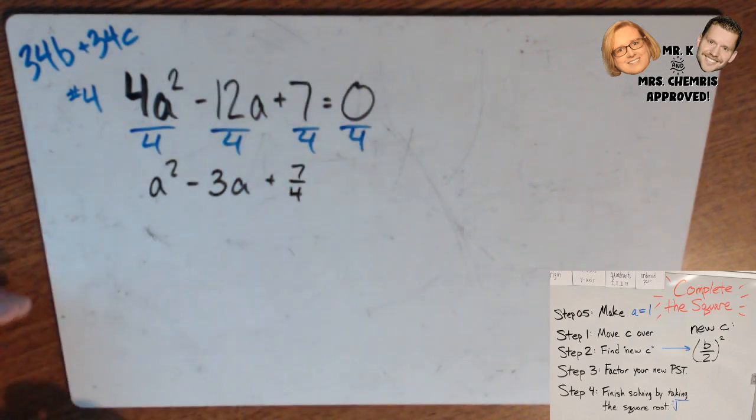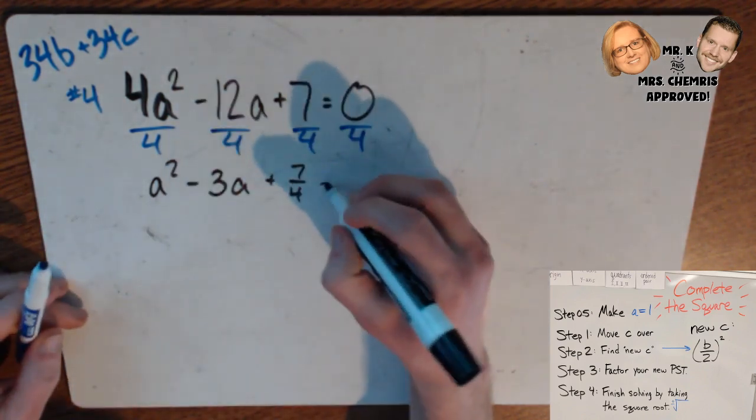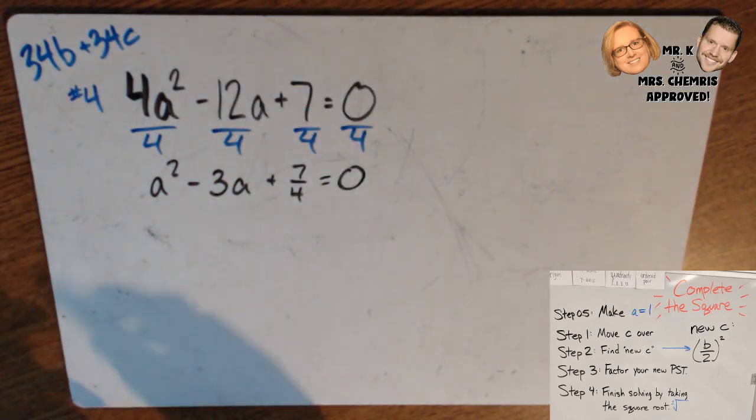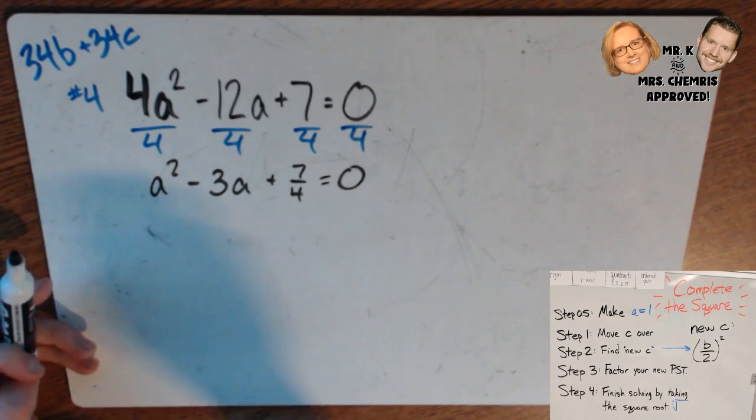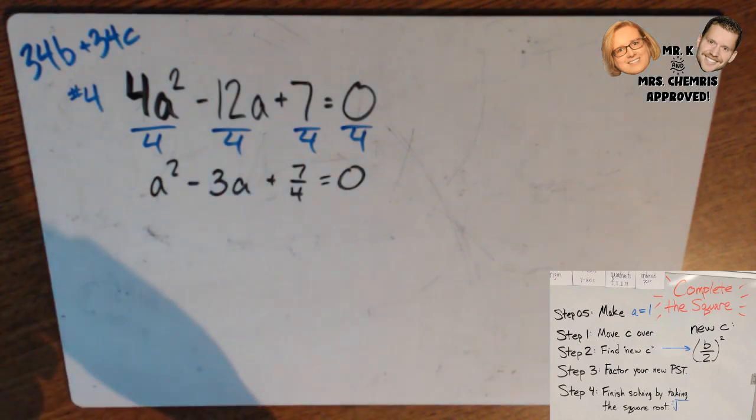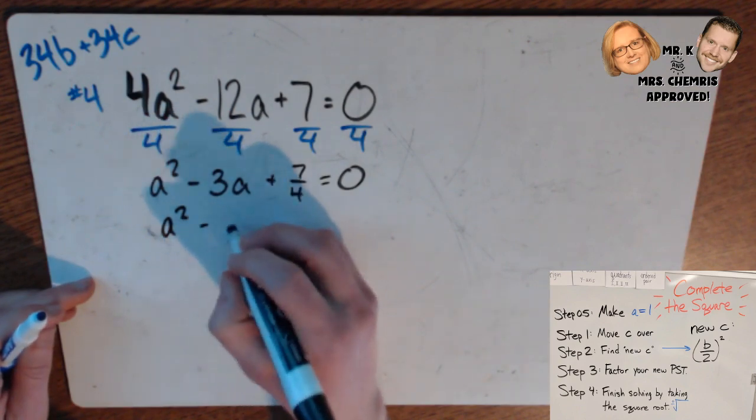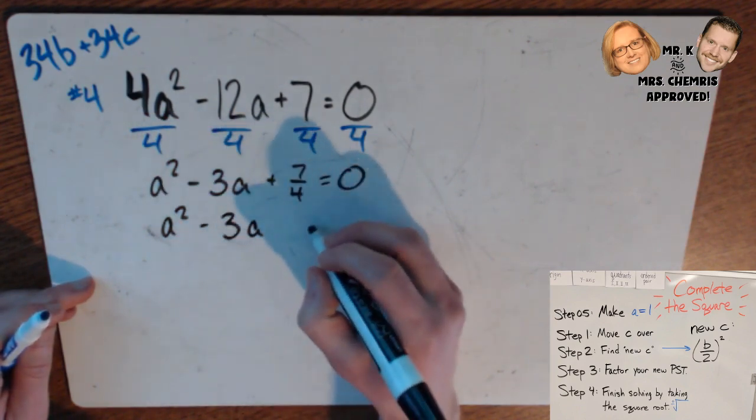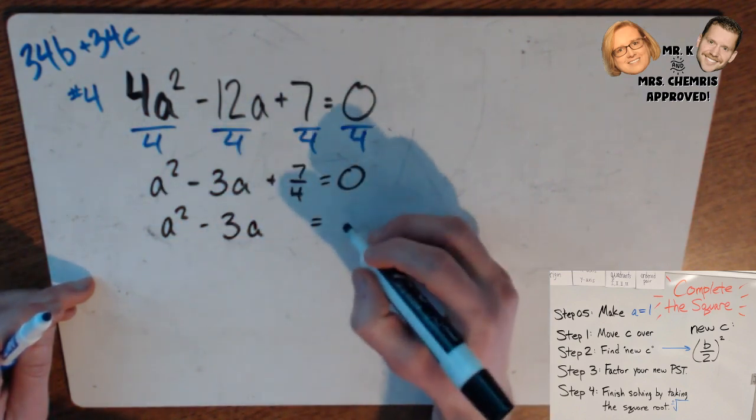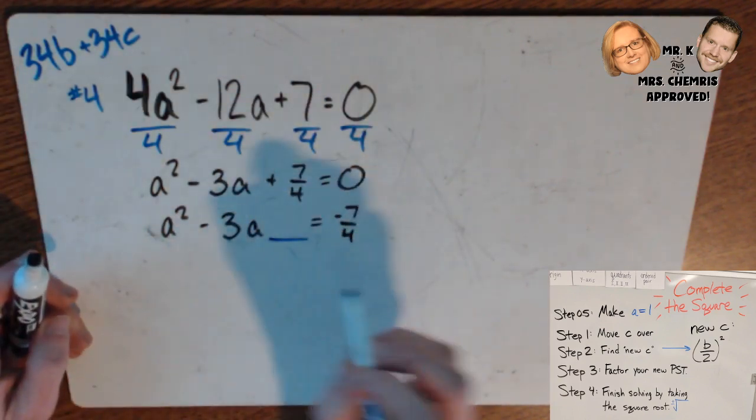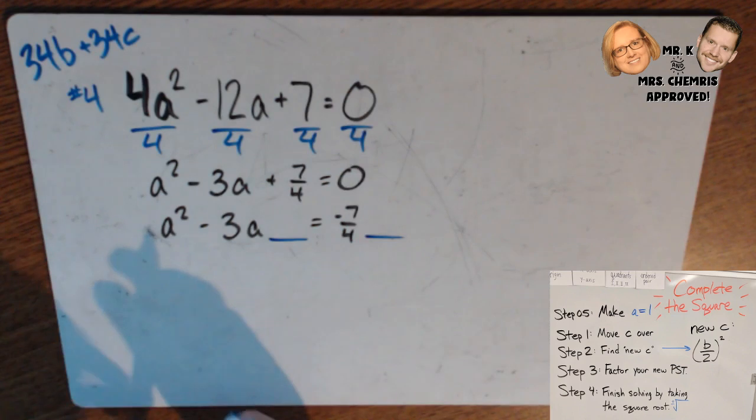The reason we're doing number 4 is a little bit different than the others is that it's equal to 0. So at this point, we're going to get our c value onto the other side, leaving room for a new one that would make it a perfect square trinomial. So we end up with a squared minus 3a, I'm going to leave space for the new c, and then minus 7/4. So here's my new space, and then what I'll do on this side to keep it even.